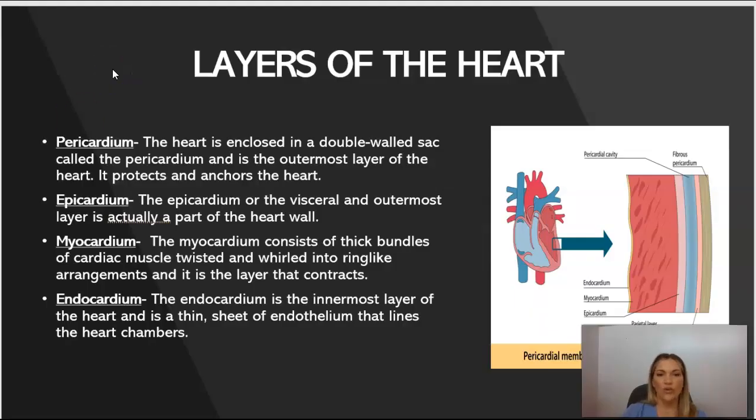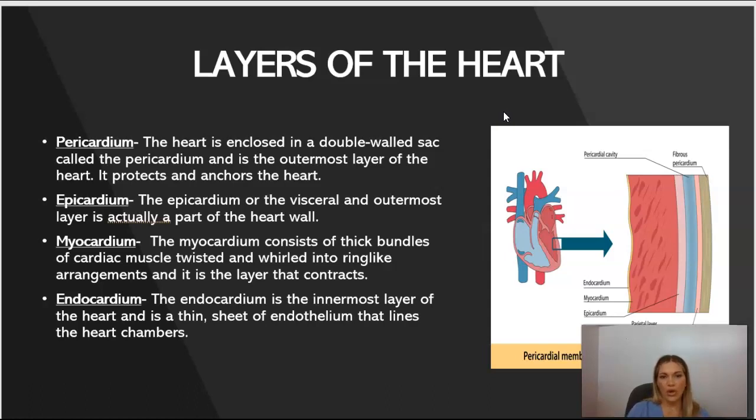Now, there are four main layers of the heart, and they include here the pericardium, and you can see all of these here in this picture to the right. And the pericardium is a double wall sac, and it is the outermost layer of the heart. The pericardium is used to protect and anchor the heart to the rest of the chest cavity.